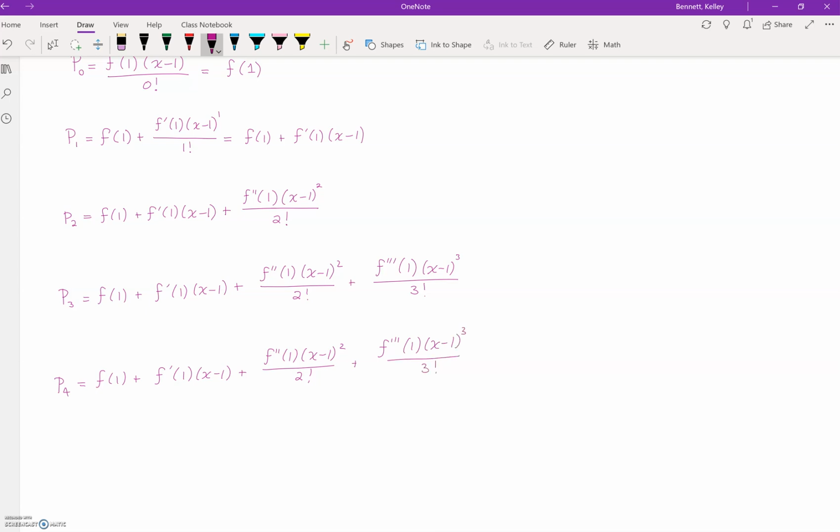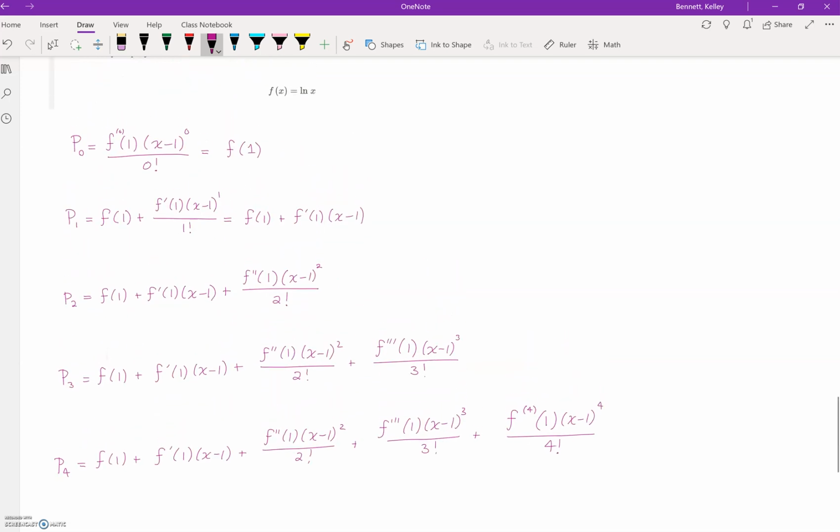And then for the fourth degree, for the fourth derivative, I'm just going to write f and then in parentheses 4, because I think after 3 apostrophes it gets a little funky. So it doesn't mean raise it to the 4th power. It means take the 4th derivative, evaluate it at 1, multiply that by x minus 1 to the 4th power, and divide by 4 factorial. So each time we add another term to our Taylor polynomial, the approximation to the original function gets better and better. All right, so let's go ahead and crunch them out.